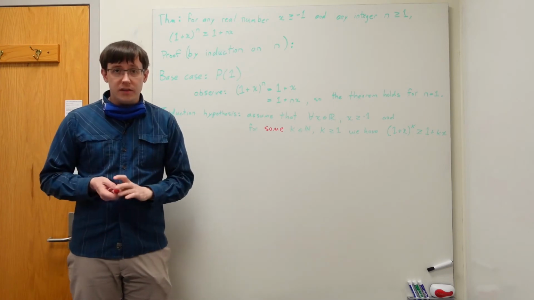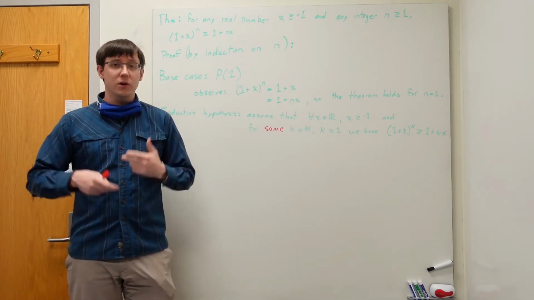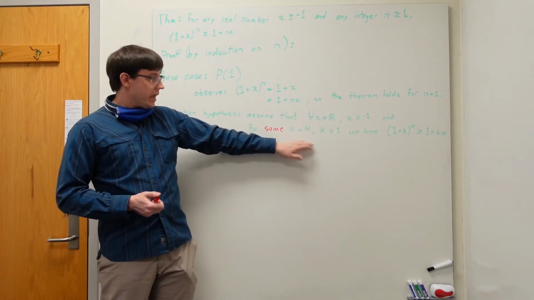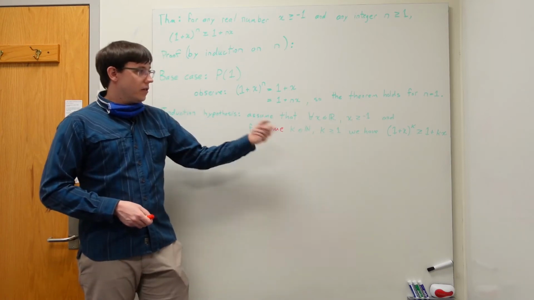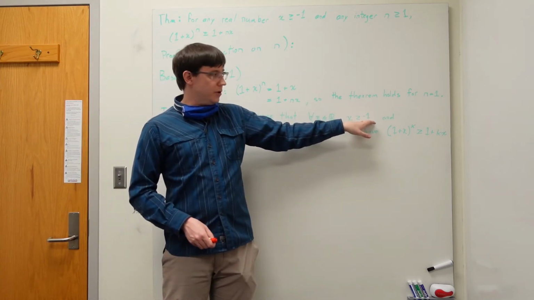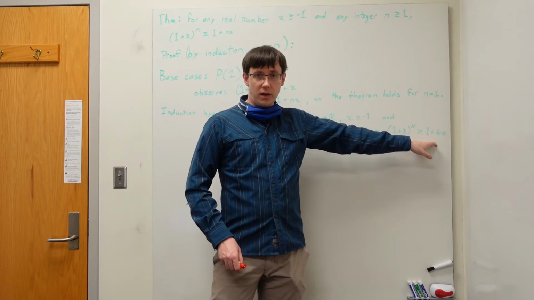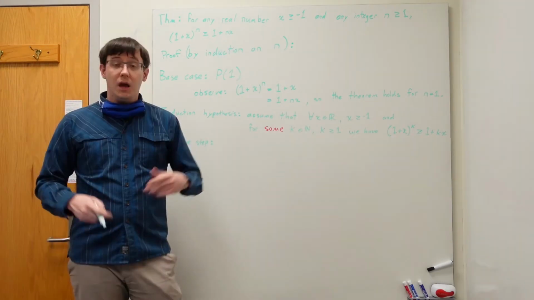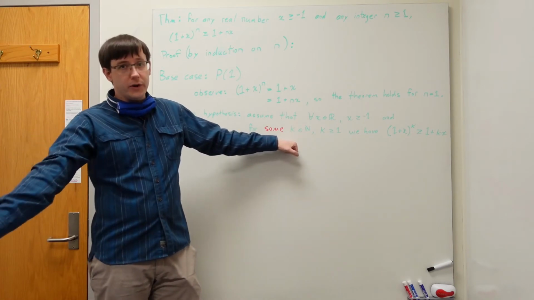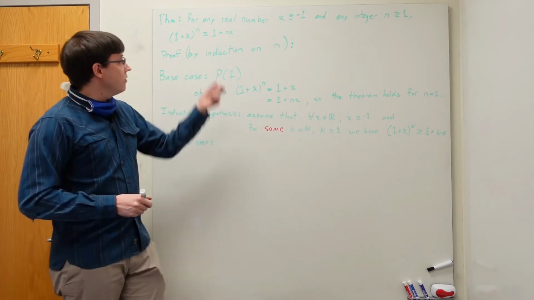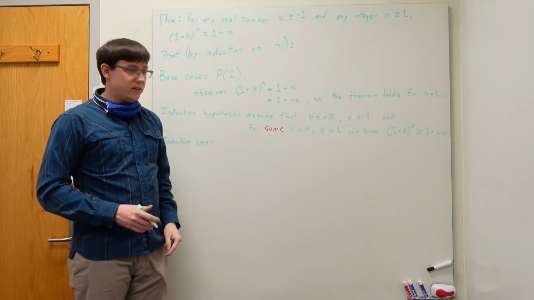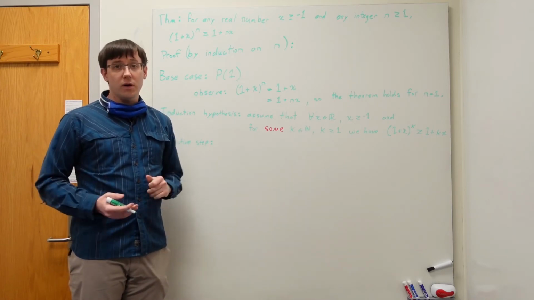For our inductive hypothesis, we are assuming that the property holds for some arbitrary k. So we are saying that there is some k greater than or equal to 1 where the property holds, which means that for every real number greater than or equal to -1, we have this inequality. The goal of the inductive step is to show that the property holding for k implies that it holds for k plus 1, so we want to arrive at this property stated in terms of k plus 1. So let's put that at the bottom and try to work our way there.